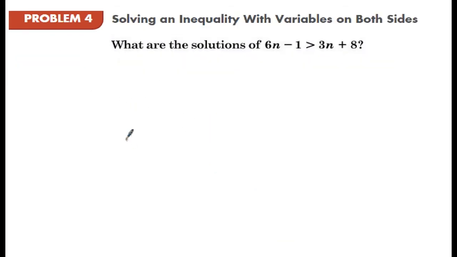Alright, problem number 4, solve an inequality with variables on both sides. So, let's go ahead and write this one down. 6n minus 1 greater than 3n plus 8. Alright, if you have 6n and 3n, you've got to decide which one you're going to move. Always subtract the smaller number. That way you always have n as a positive. So I'm going to go ahead and subtract the 3n because that's smaller than 6n. So I'm going to subtract 3n on both sides.